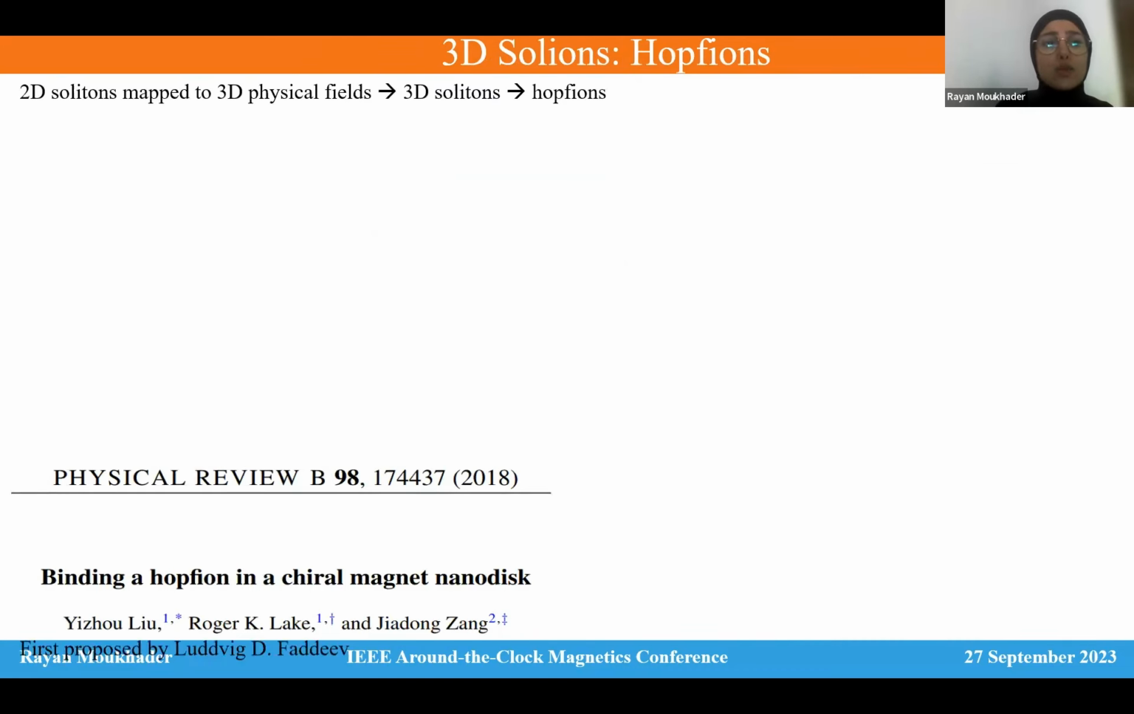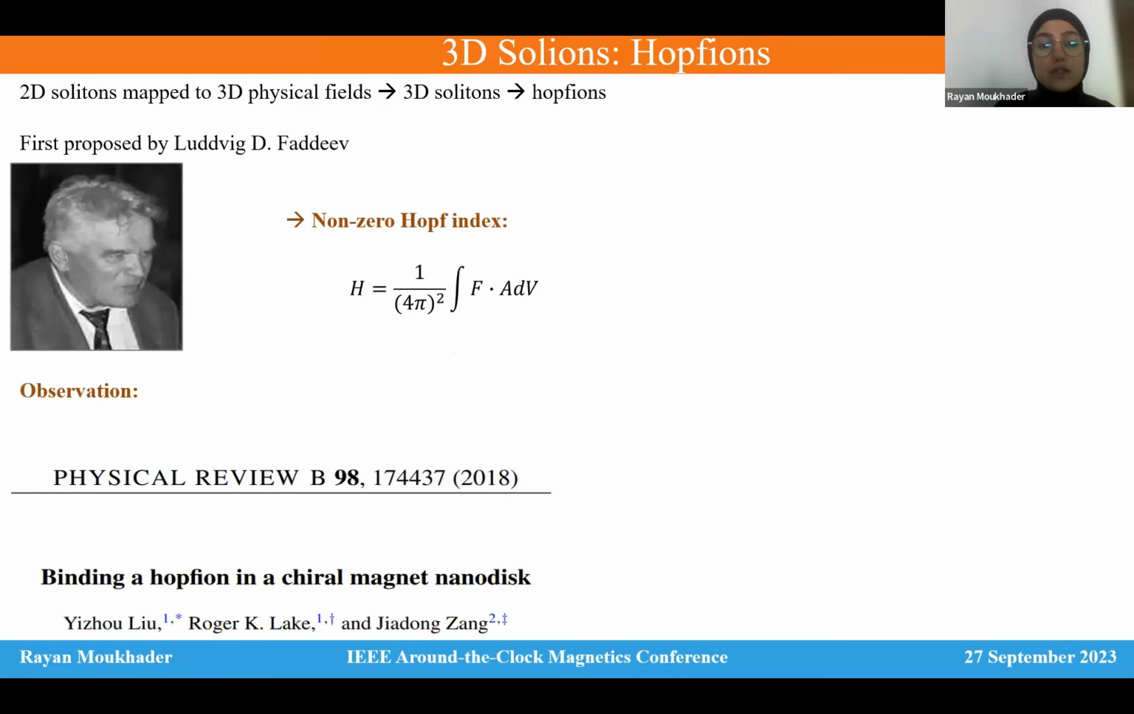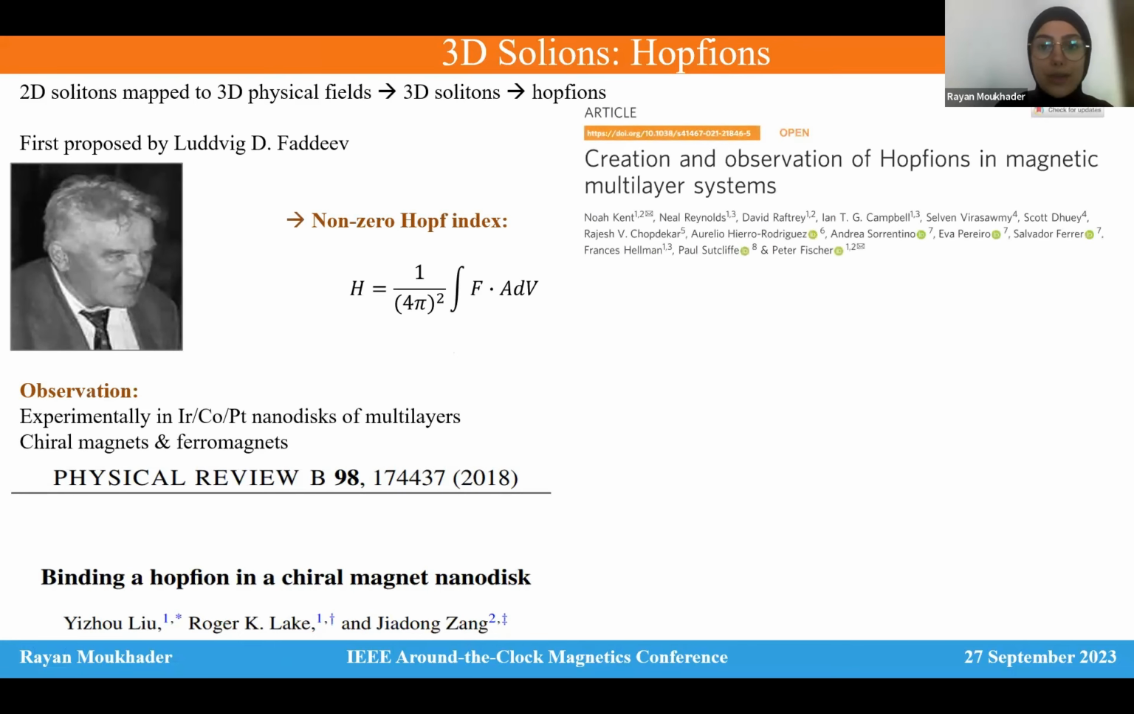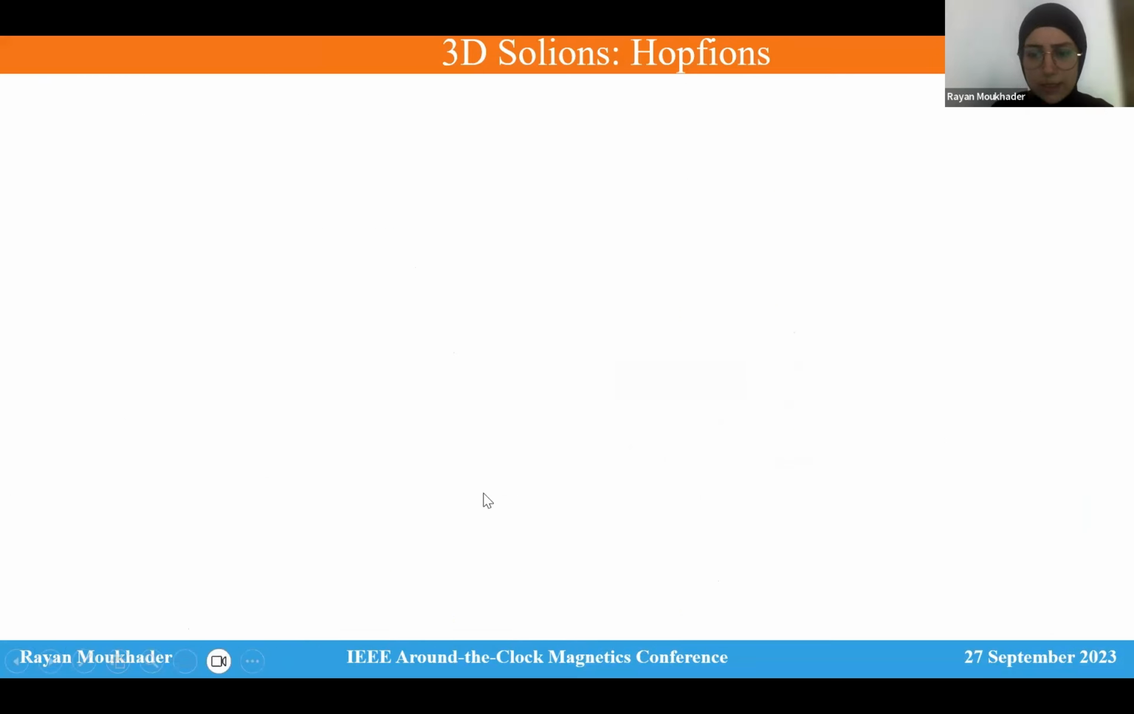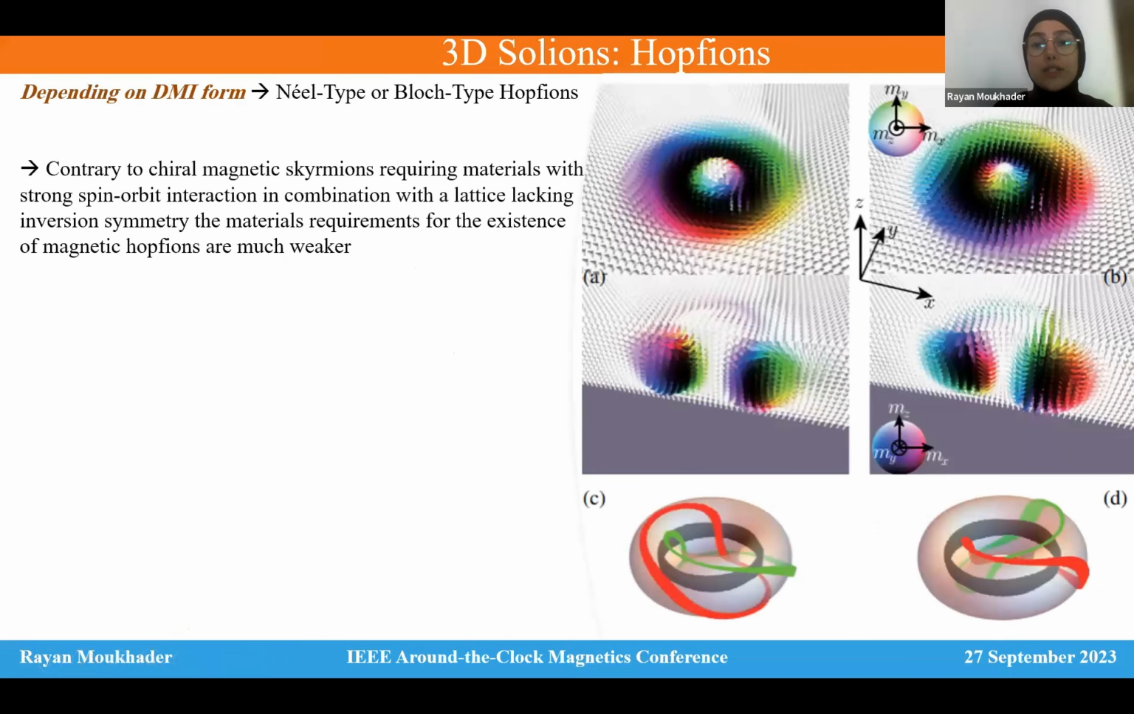Now, when projecting these 2D solitons into a 3D space, we end up with a 3D topological soliton known as the Hopfion. That is what was first proposed by Ludwig Faddeev, and it is known by its non-zero Hopf index. It is observed in some multilayers, chiral magnets and ferromagnets. And here we see how it is observed experimentally, and it is confirmed by simulations. Also, in the case of 3D solitons, we can differentiate between two types, either a Néel type or a Bloch type. The advantage of Hopfions over skyrmions is that the interactions needed to stabilize, manipulate or create Hopfions are much weaker than those needed in the case of skyrmions.